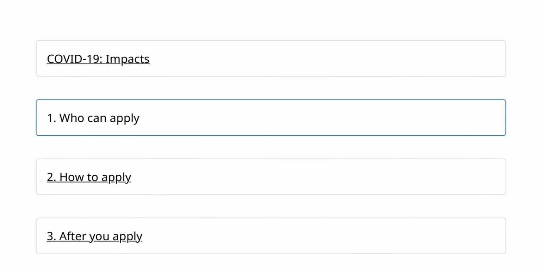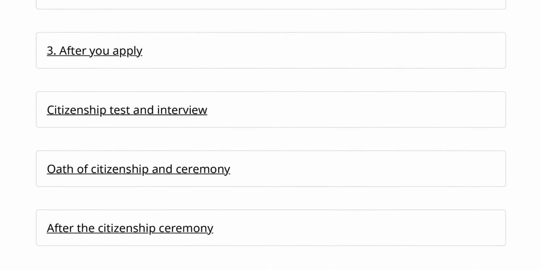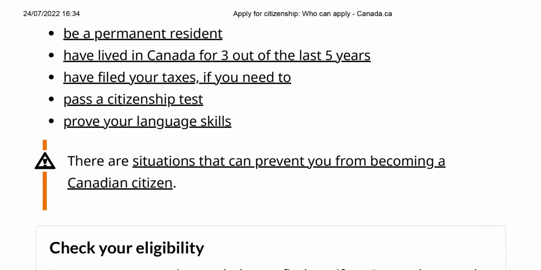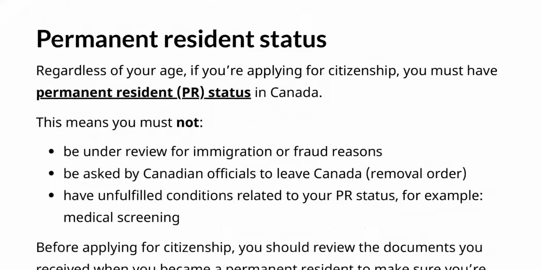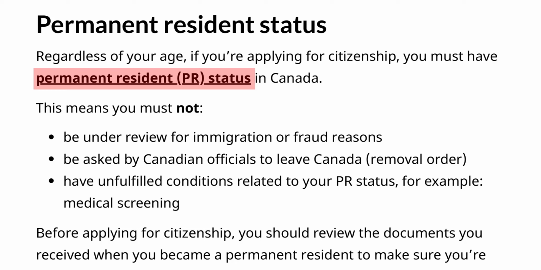There are certain eligibility requisites for a Canadian citizenship application. Here is a rundown of the main conditions. Permanent resident status. First, a candidate must have been a permanent resident of Canada and physically been in Canada for at least 3 of the last 5 years. There should not be any unfulfilled requirements associated with your PR status. It must not be in question. This means you must not be under review for fraud or immigration reasons.